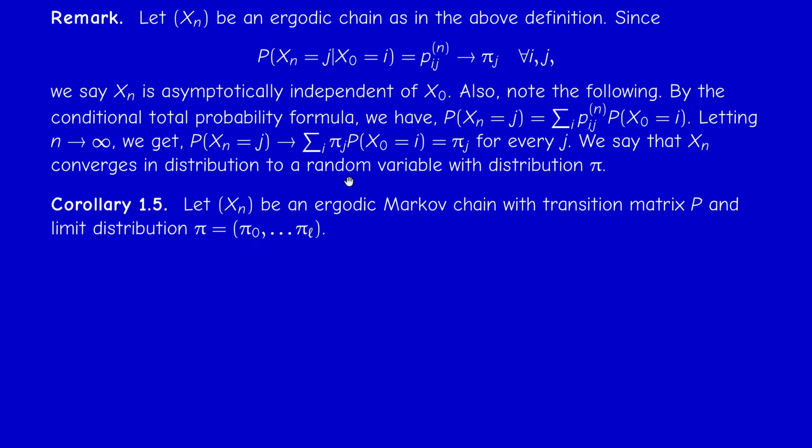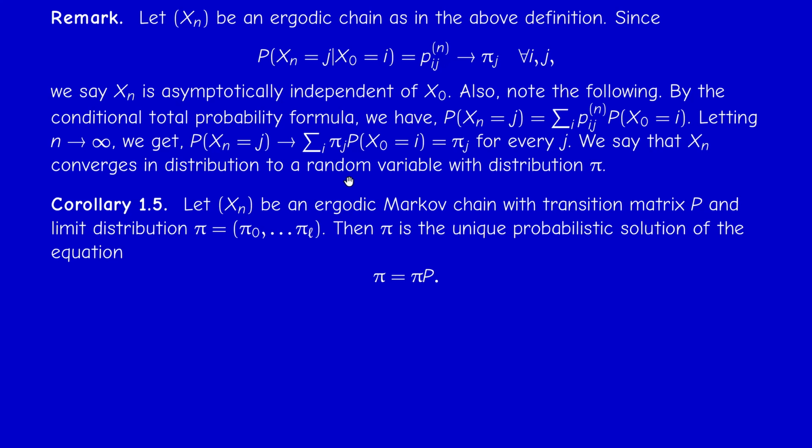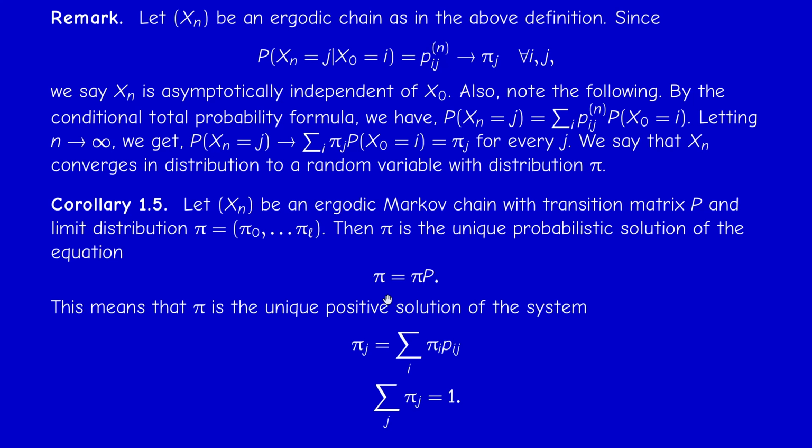A corollary of this definition is that if you have an ergodic Markov chain with limit distribution π, then π is the unique probabilistic solution of the equation π = πP. Note that the order is important, because in linear algebra we distinguish between row vectors and column vectors. So this is a row vector equals a row vector times a matrix, and we shall see examples in the exercises. If you like, we say that π is the left eigenvector of P. So it's the right eigenvector of the transpose.